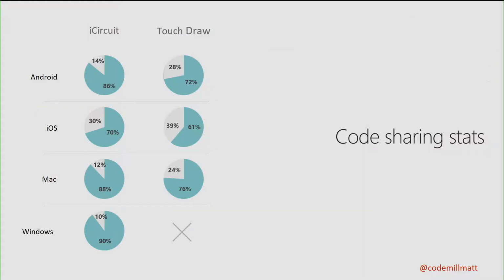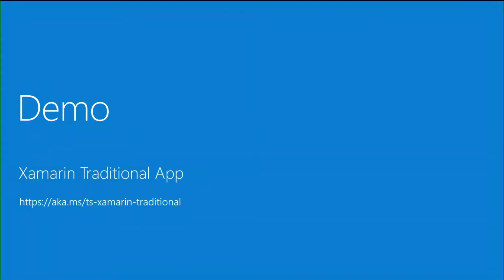And code sharing. So even though we're creating our user interface 3 different times, our code sharing stats, because we're using our core app logic and it's shared across all 3 platforms, is pretty good. As you can see here, we're getting upwards of 70, 80% code sharing across all 3 platforms. So let's take a look at a demo of building a traditional Xamarin application.